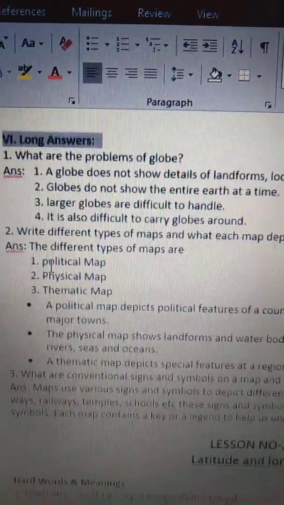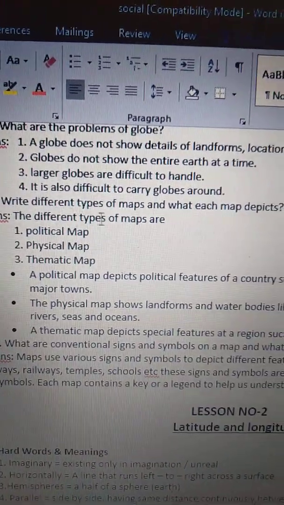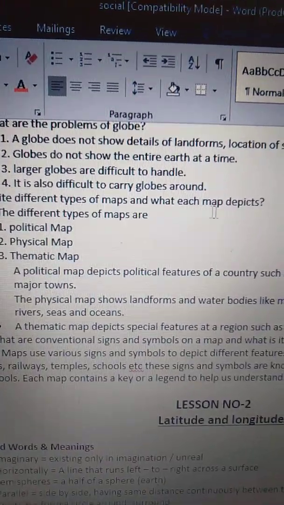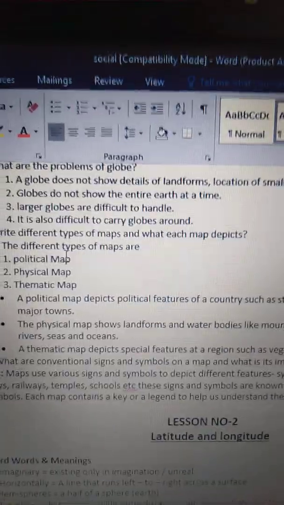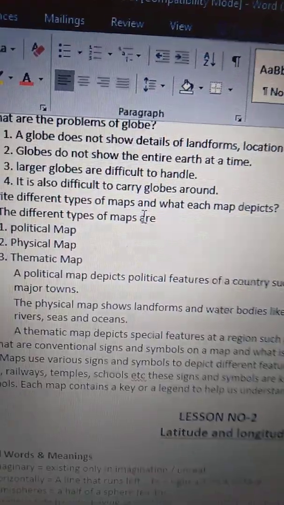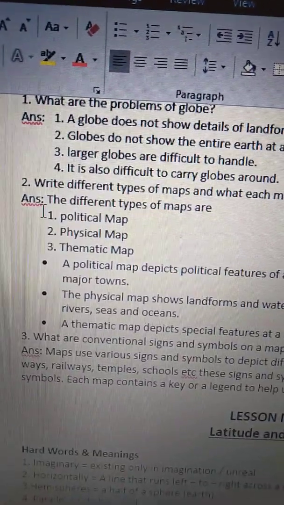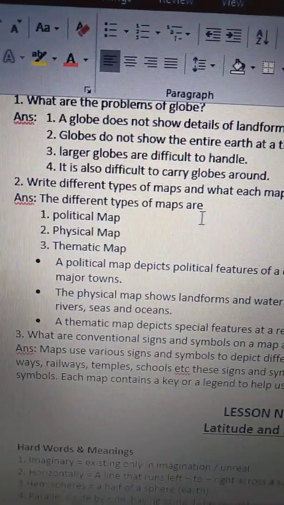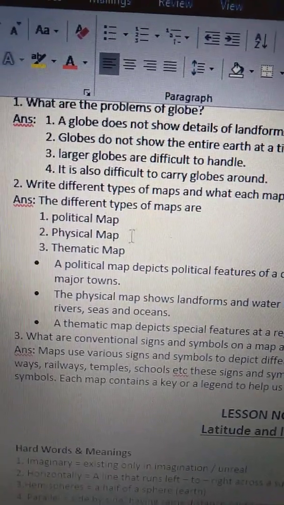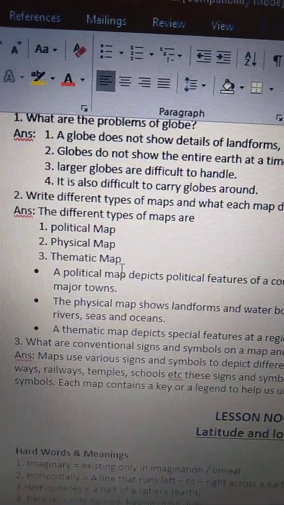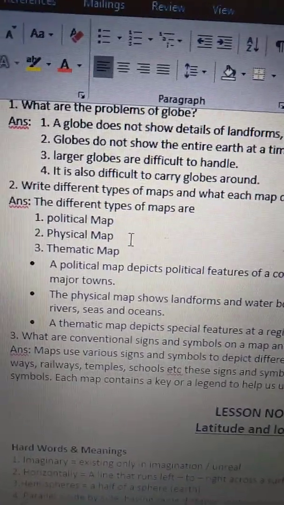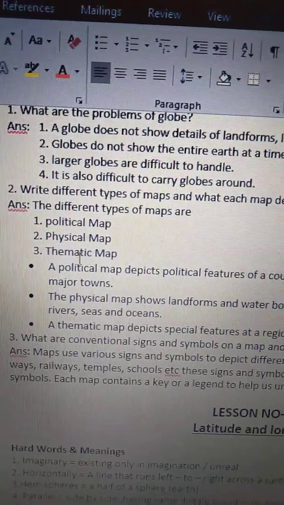Now see the second question. Write different types of maps and what each map depicts. So we have to write how many different types of maps there are and what each map depicts. The different types of maps are political map, physical map and thematic map.